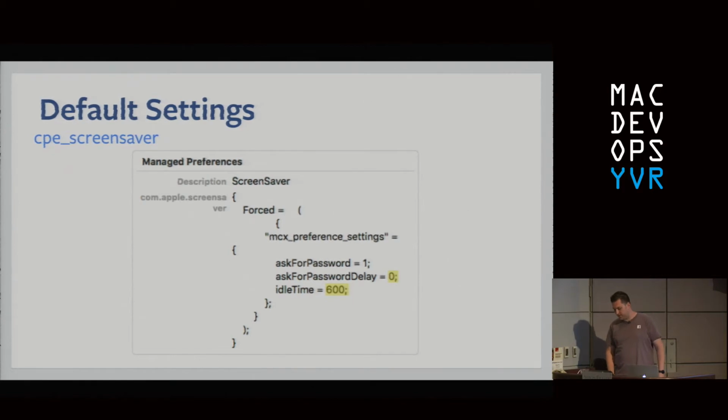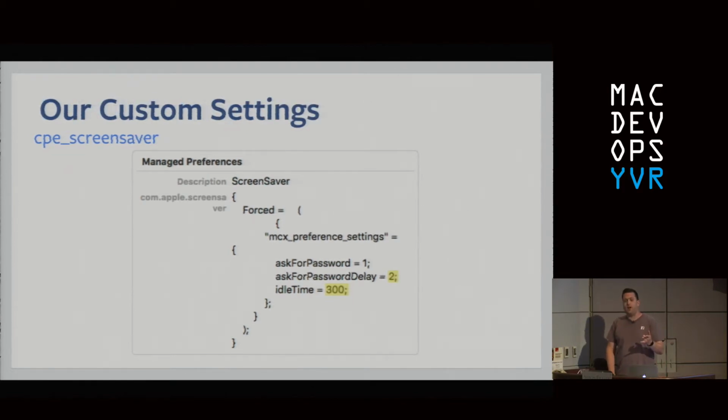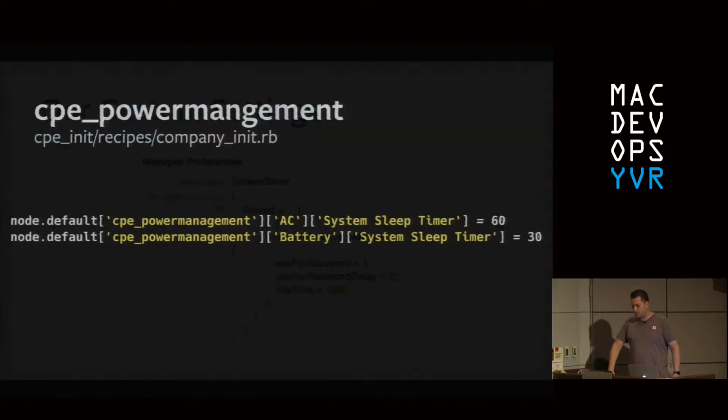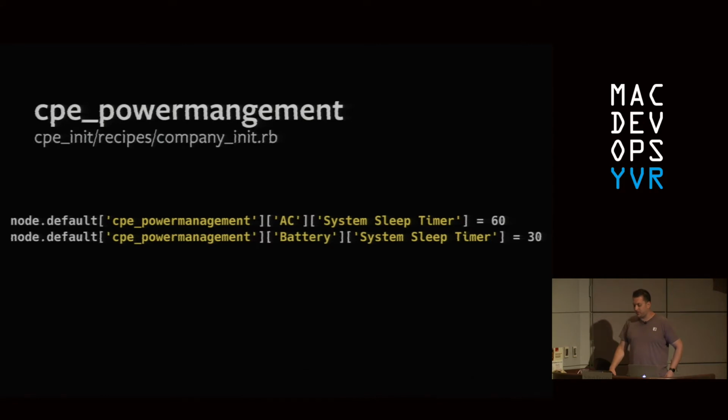And then we're going to run Chef. When you run Chef, it flips those values for you. So now it's a password delay of 2 and an idle time of 300. And if I were to remove those settings, it would revert it back to the 600 and 0 defaults. Power management. Greg touched on this with our dashboards and other non-user assigned machines, just like public display.